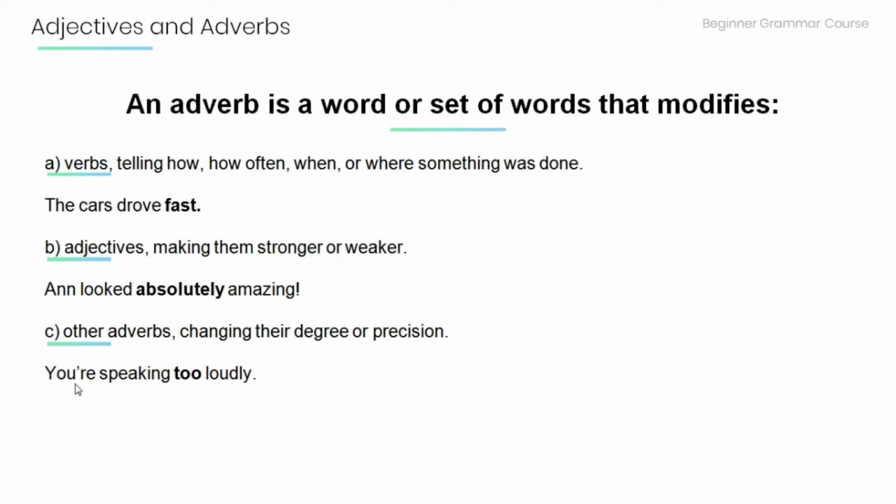C. An adverb is used to modify other adverbs, changing their degree or precision. For example, you're speaking too loudly. The adverb too describes the adverb loudly. It tells us how loud.